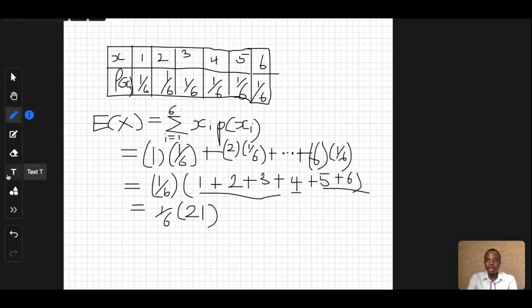Alright, so having that, it becomes 21 over 6. If you divide, you should have 3 into 6, that should be 2, and 3 into 21, that should be 7. Okay, so our answer will be 3.5 if you prefer the decimal, but if you prefer the fraction, it should be what you have above. All right, so that's the mean here.